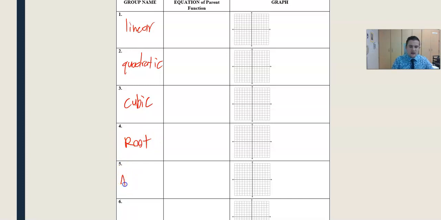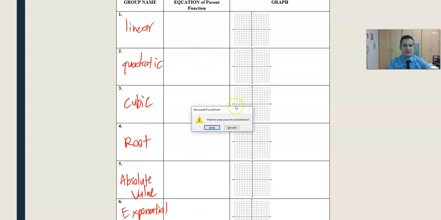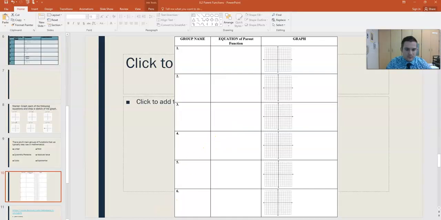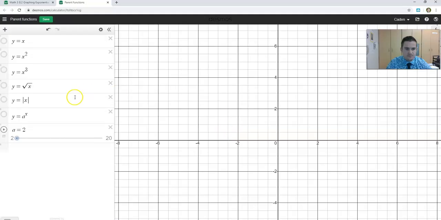I believe the next one is going to be the root function. Then we're going to have the absolute value function. And then we're going to have the exponential function. So I believe that's the order I have them listed. What I want you to do is I'm going to pop up a Desmos graph here. I want you to write down what the corresponding equation is for those parent functions and what the corresponding graph is.